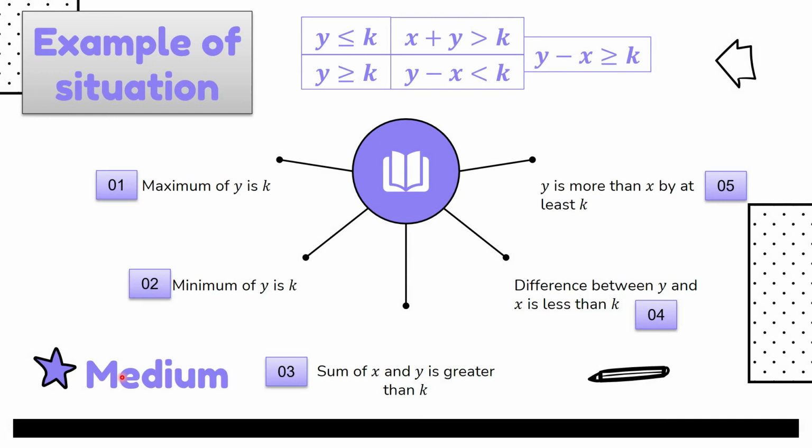Now we will do an activity, which is a mix and match activity. This is the example of the situation, 1, 2, 3, 4, 5. Above here there is a box that represents the linear inequalities, and you must match the correct pair of the example of situation with these linear inequalities.